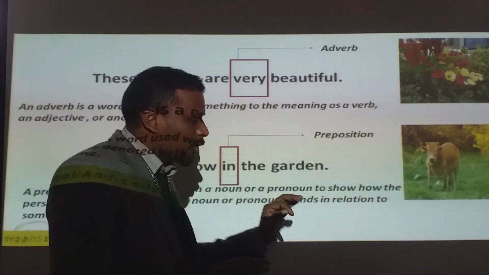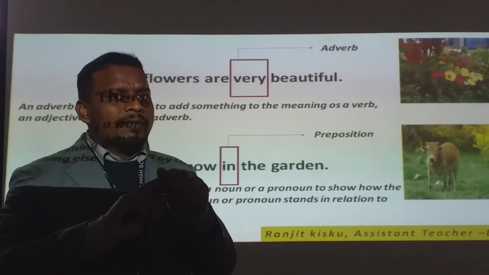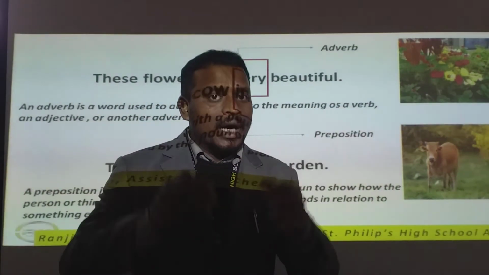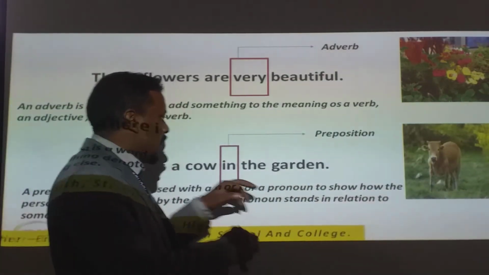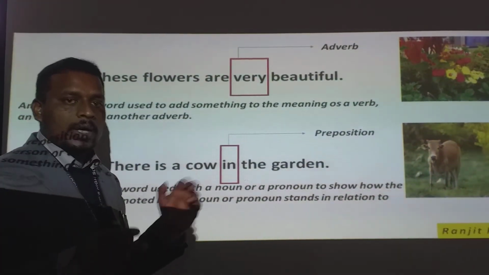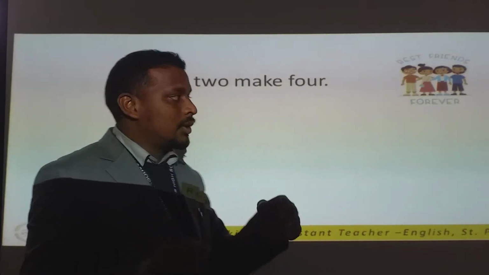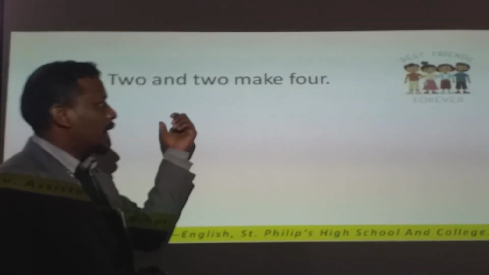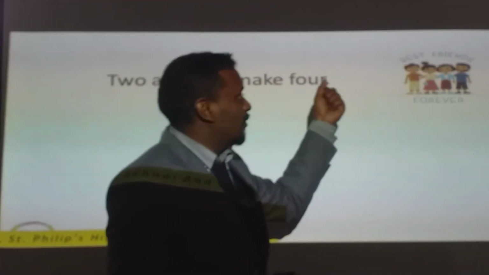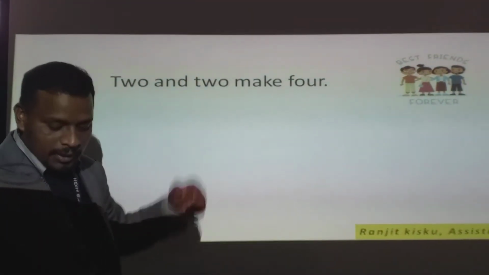That means preposition means a relation. Prepositions have the power of making a relation. So prepositions make the relation between words in a sentence. Okay, so let's go ahead. Then, 2 and 2 make 4. And you can see the name is best friends. There are 4 friends. Okay, so 2 and 2 make 4.